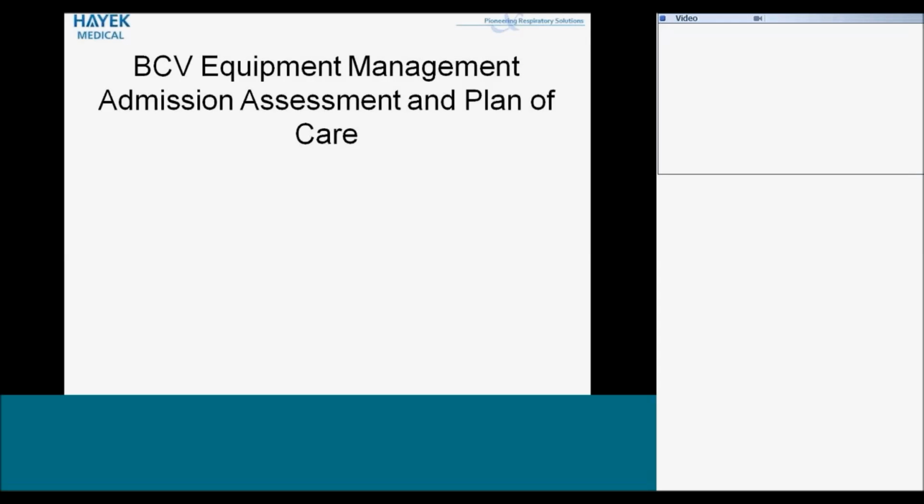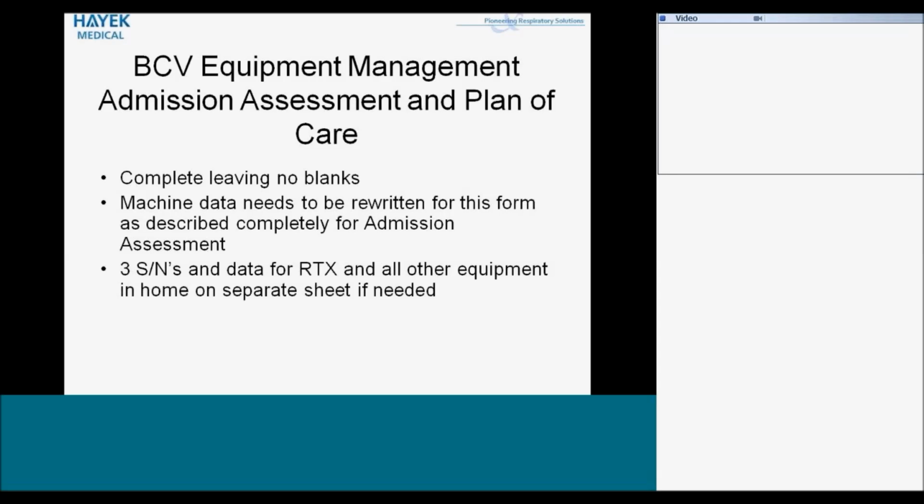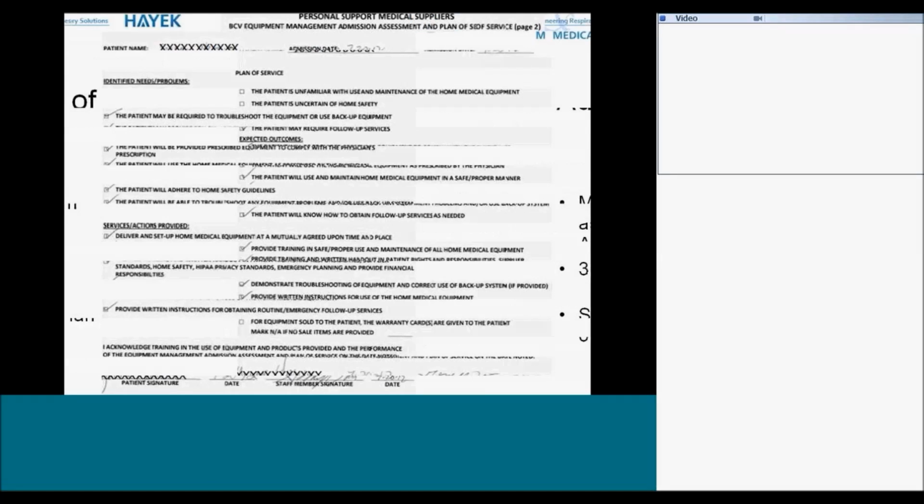Okay, and then the next document that's part of the setup process is the equipment management, mission assessment, and plan of care. So this is, again, there's a little bit of redundancy in this document because it's covering the equipment, and we did already cover the equipment in the initial mission assessment, but we have to do this relative directly to the equipment. It's a requirement. So complete it, leaving no blanks. Transcribe the machine data from your mission assessment, and with the 3 serial numbers, select the appropriate selection for the patient from the plan of service page, have it signed, and then you sign it.